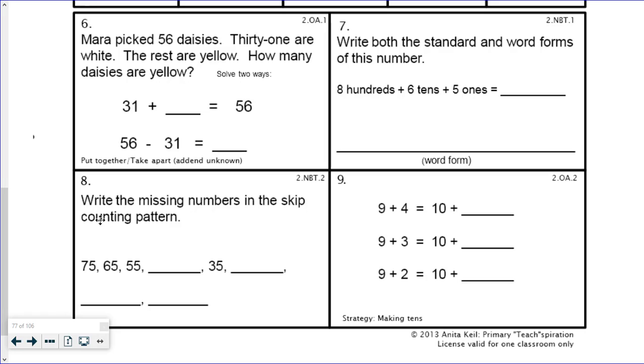Number 8, write the missing numbers in the skip counting pattern. So we've got 75, 65, 55, blank, 35, blank, blank, blank. Pause your video and fill those in for me. We got number 9, we're making tens.